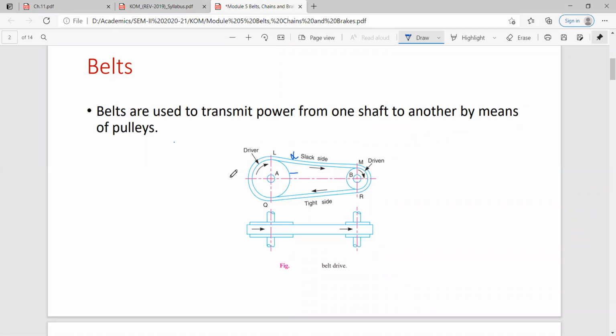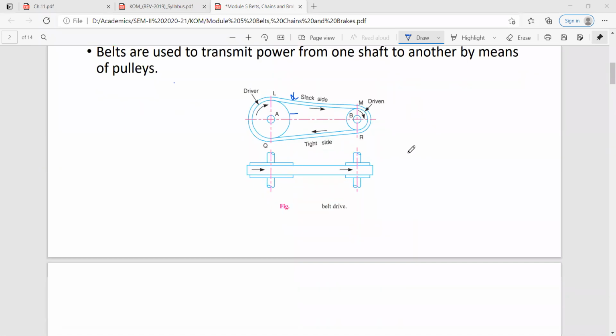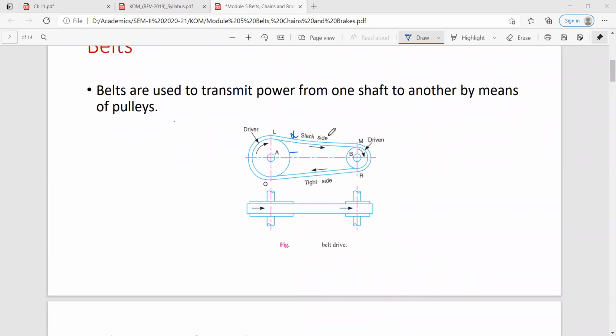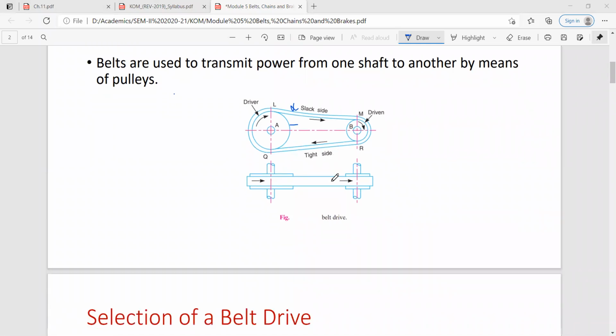So are you getting this? Yes, sir. Okay. Also, please put down your attendance in the chat box in the first session only. Then what is the concept of slack side and tight side? I will also explain that.